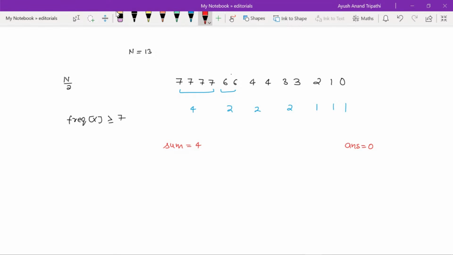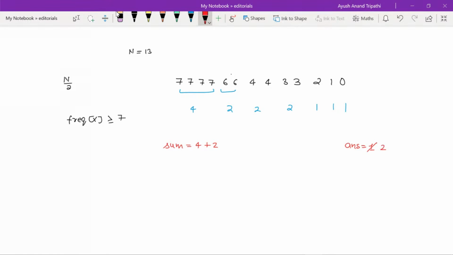So I will move to the next element, and we'll increment the answer by 1. This means we have to perform the operation one time. Then in the next iteration, we have this 2, so we'll add this 2. Now again, I will check whether it is greater than n by 2 or not. n by 2 is equal to 6.5, so we need the sum to be greater than or equal to 7, and it is not. So we perform the operation one more time.